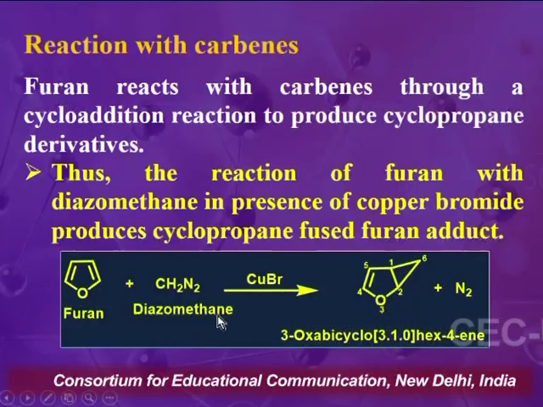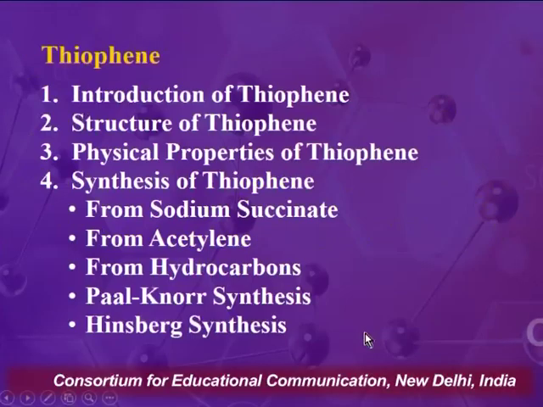So in this reaction, first of all, there will be formation of carbene by reaction between diazomethane and copper bromide. And that carbene will react with furan in a manner of cycloaddition reaction, and there will be formation of cyclopropane fused furan as the final product with the elimination of nitrogen. Now we are going to start with the third compound in the lecture series, that is thiophene molecule.